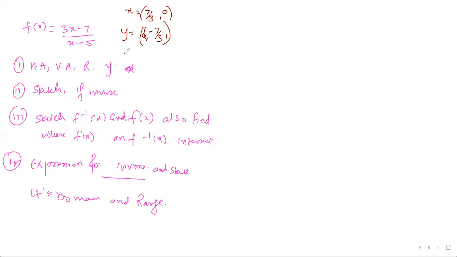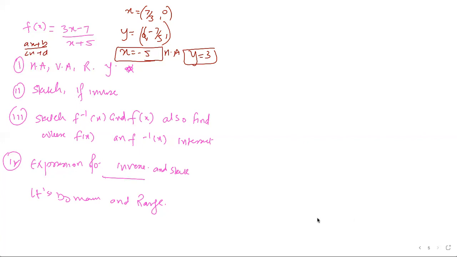The vertical asymptote is x equals -5. The horizontal asymptote is y equals 3, because you're taking the coefficient ratios. Remember that in any such question, if your equation is of the form (ax plus b) upon (cx plus d), the horizontal asymptote is given by the ratio of the coefficients of x, which is y equals a over c. So we've got that till now, and next we've got to sketch and justify if the inverse exists.